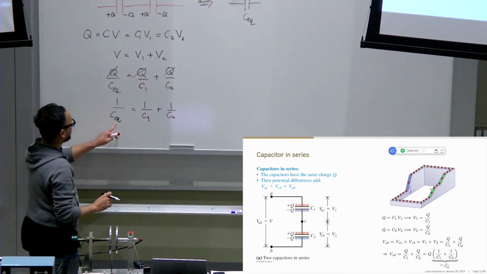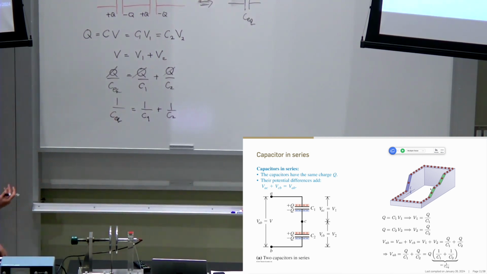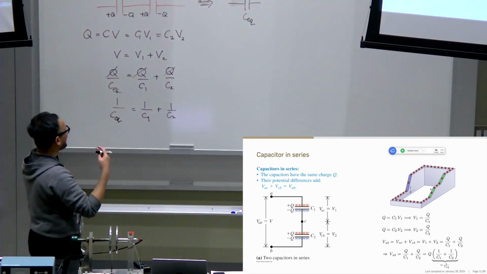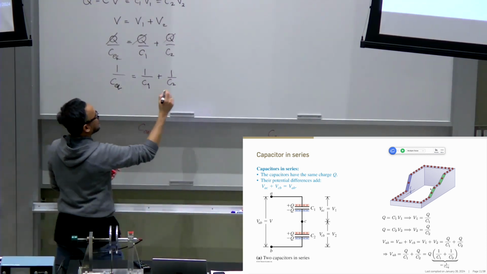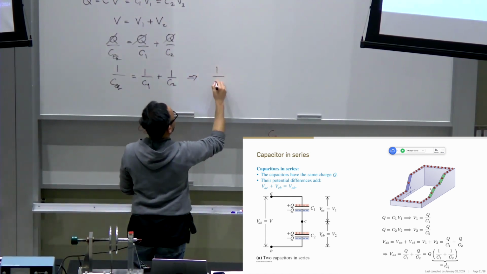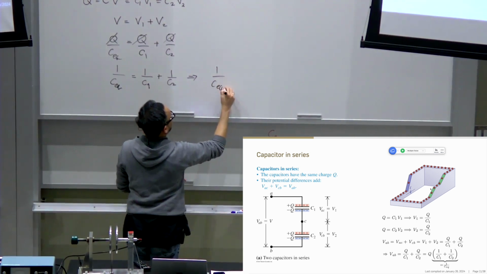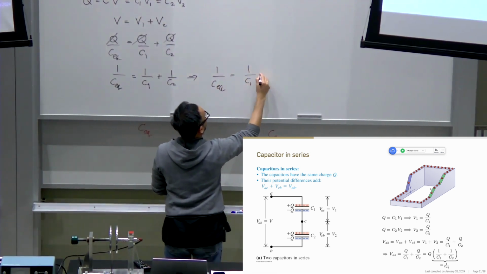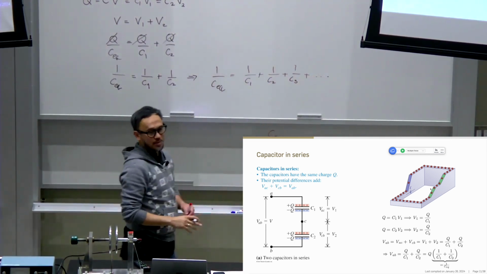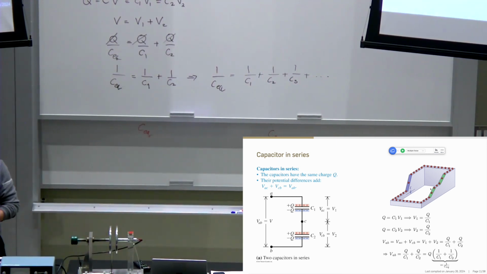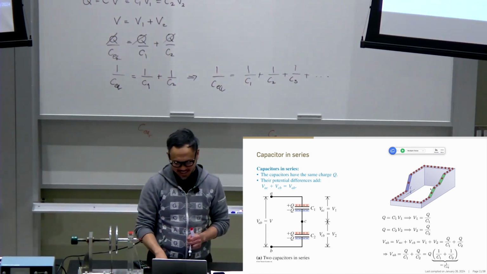In terms of the exam, this is all you need to know, plus the generalization. It turns out that this formula applies to any non-zero integer n. If there is any math major in the room, this is by induction: 1 over C equivalent is equal to 1 over C1 plus 1 over C2 plus 1 over C3 plus dot dot dot. Okay. Good. Any questions? Okay. So that's the derivation.